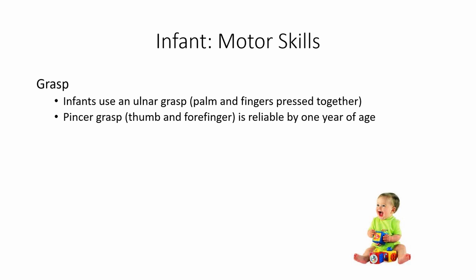Then there is the pincer grasp. This is where they start using the thumb and the forefinger, and they start doing this reliably at about 1 year of age. So they start out grabbing things with just their fingers and palms, and later they get more fine motor movements as their brain and muscles develop, and they can grab things with their thumb and forefinger.